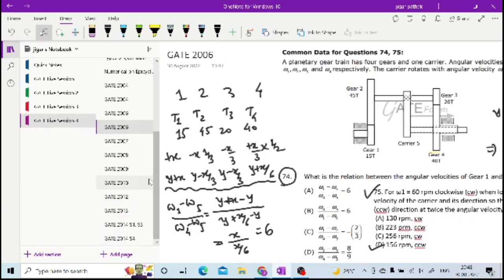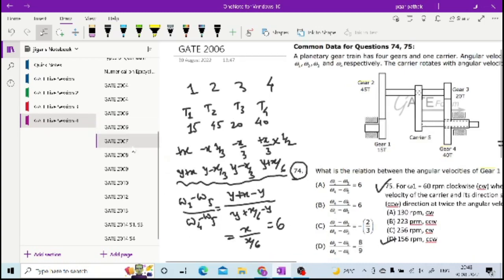I don't know, you may have missed this notation, right? Check that, otherwise we will see. Okay, now let us go to the next one.